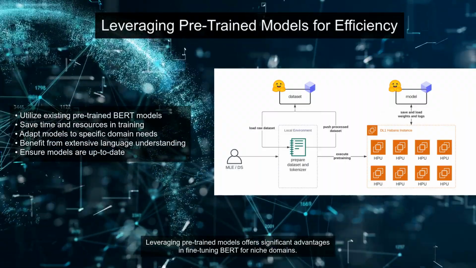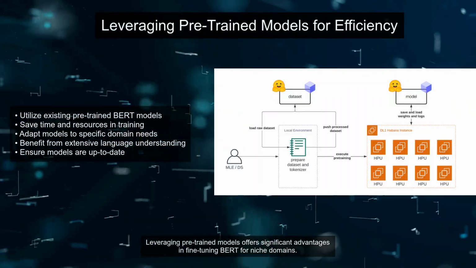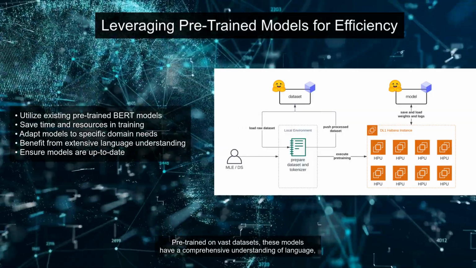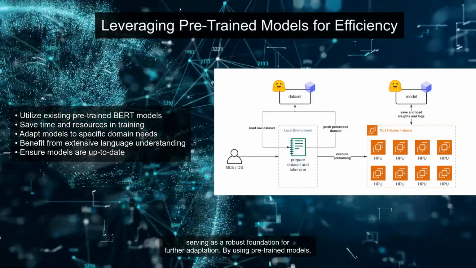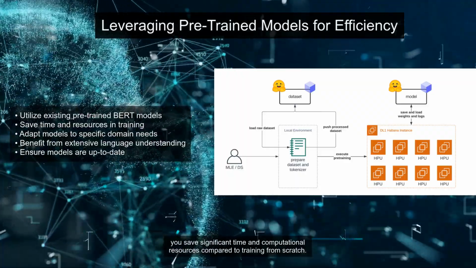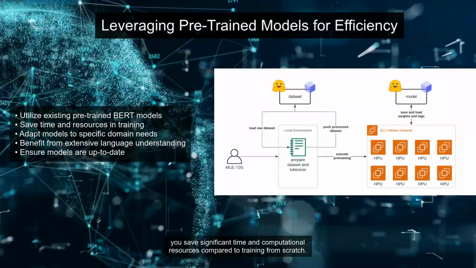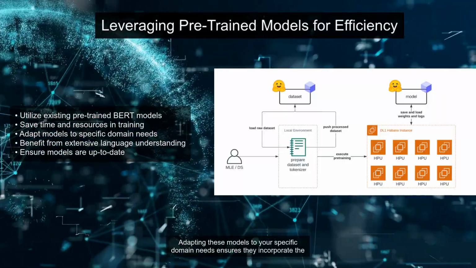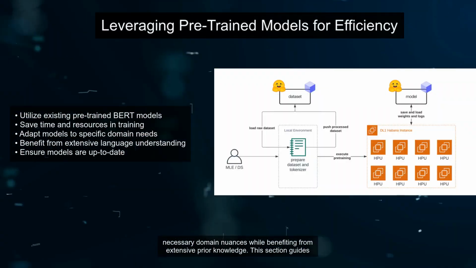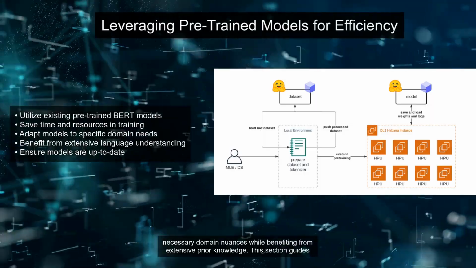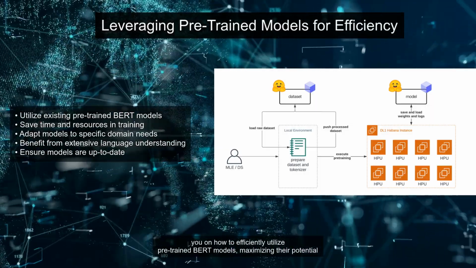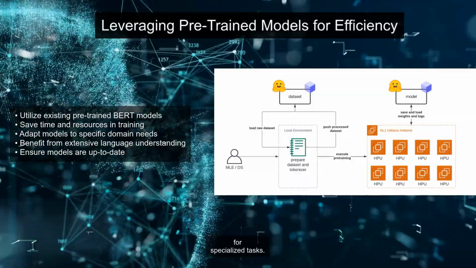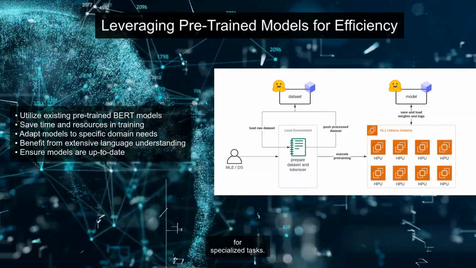Leveraging pre-trained models offers significant advantages in fine-tuning BERT for niche domains. Pre-trained on vast datasets, these models have a comprehensive understanding of language, serving as a robust foundation for further adaptation. By using pre-trained models, you save significant time and computational resources compared to training from scratch. Adapting these models to your specific domain needs ensures they incorporate the necessary domain nuances while benefiting from extensive prior knowledge. This section guides you on how to efficiently utilize pre-trained BERT models, maximizing their potential for specialized tasks.